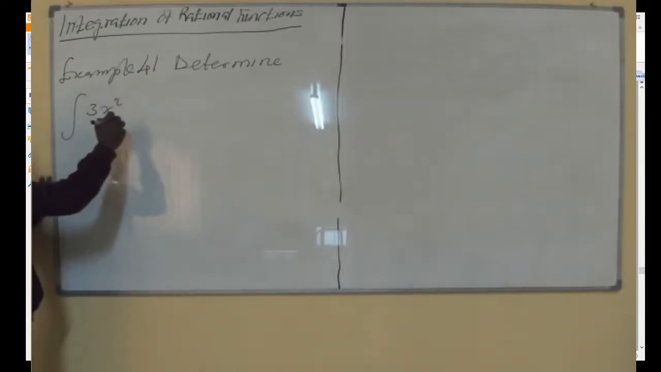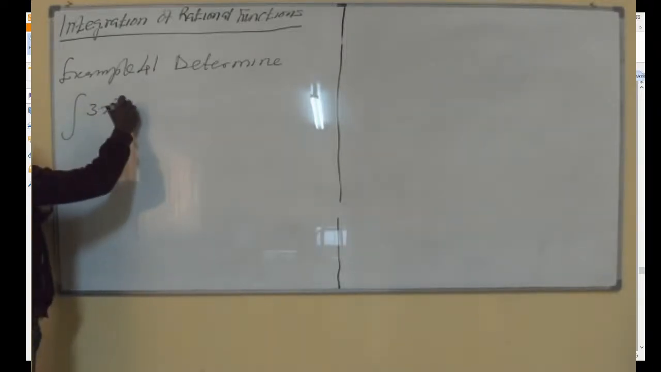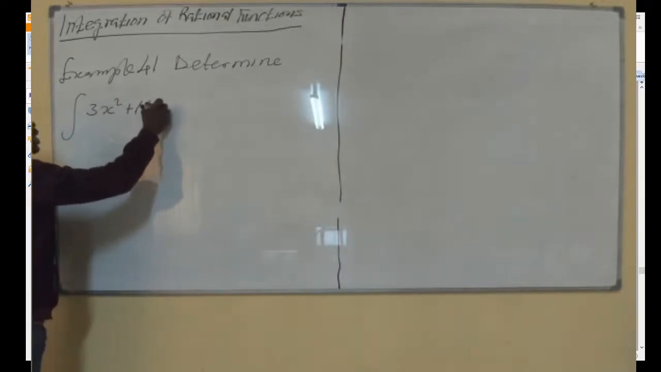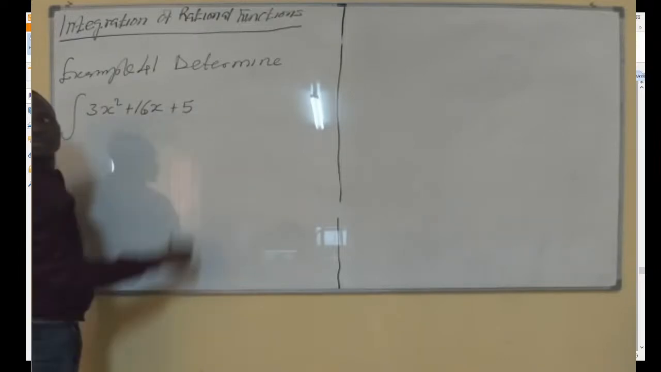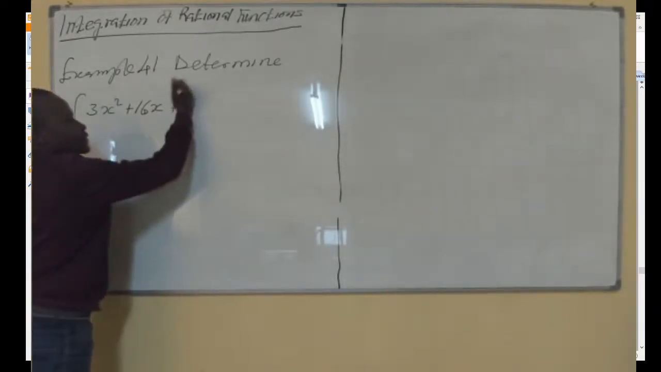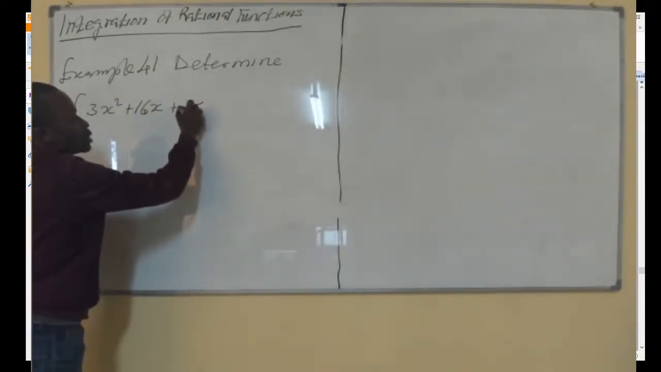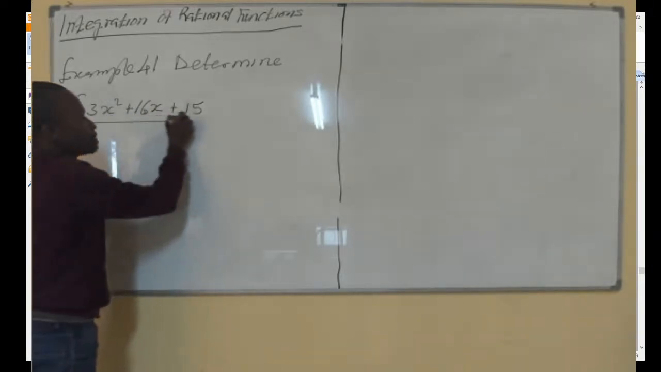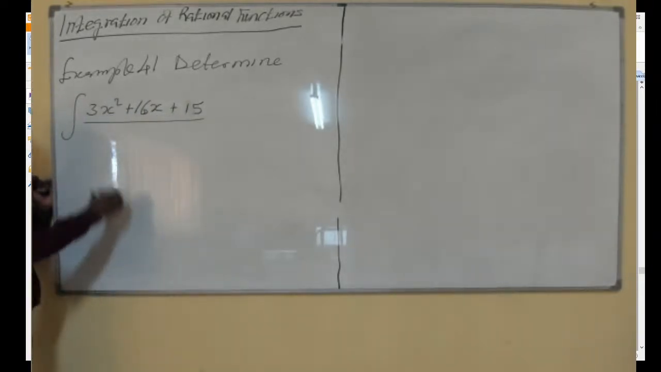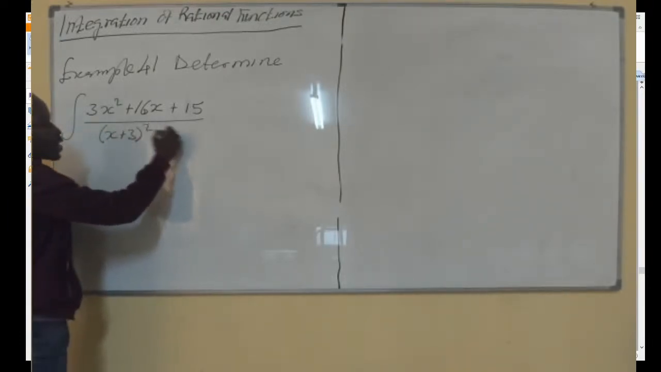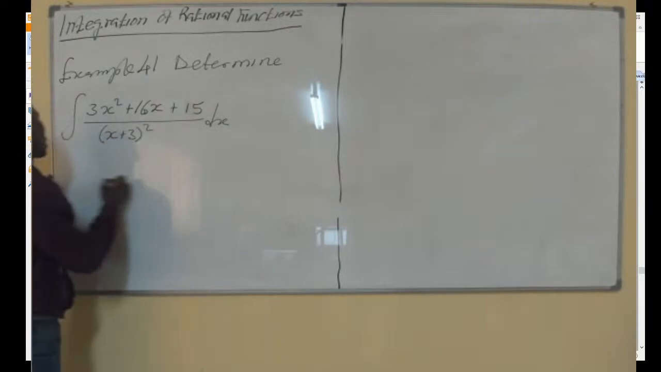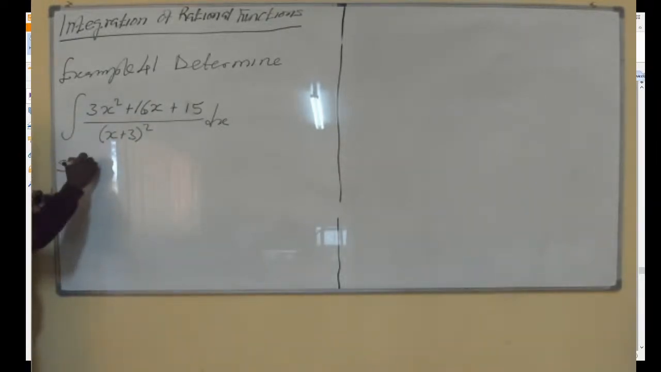of 3x squared plus 16x plus 5 plus 15 divided by x plus 3 squared dx. I'll be fast.